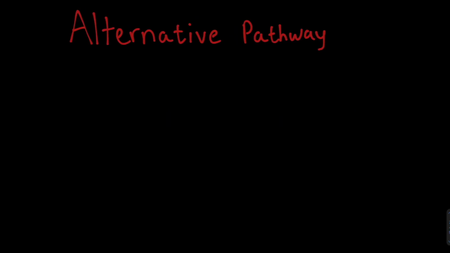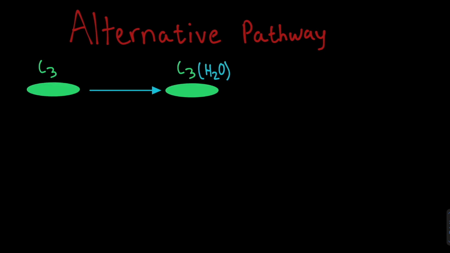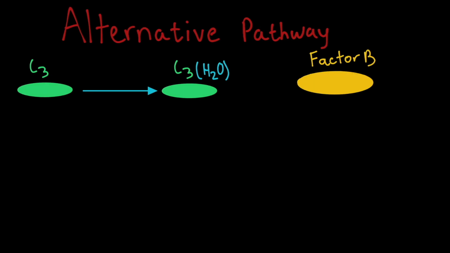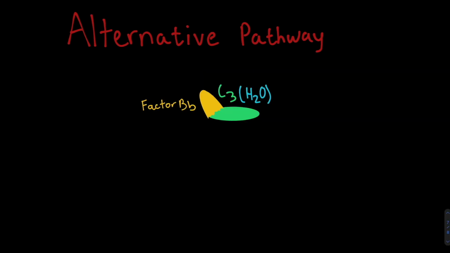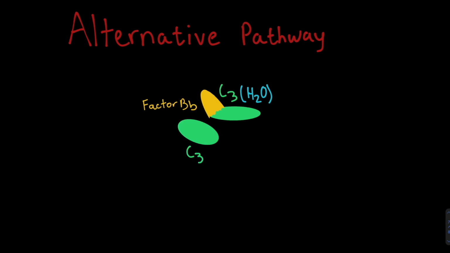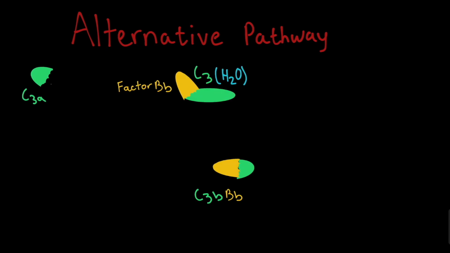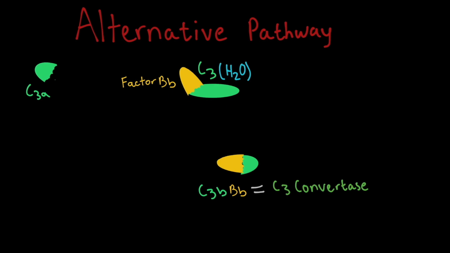The second route is known as the alternative pathway. This is an antibody-independent mechanism that occurs when C3 experiences hydrolysis, creating C3H2O. Factor B, which is another protein in the complement system, will cleave into factor Bb and factor Ba by factor D. Factor Bb will bind to C3H2O, forming the C3H2OBb. C3H2OBb will cleave C3 into C3a and C3b. The C3b will attach to factor Bb, forming the C3bBb, which is the C3 convertase of the alternative pathway.